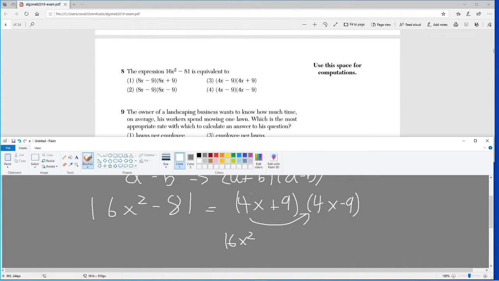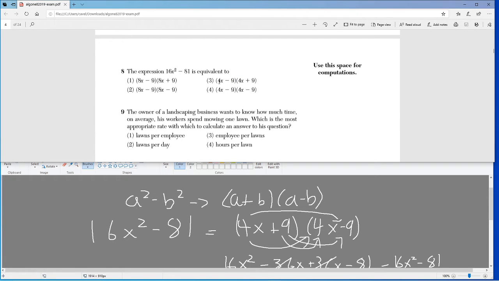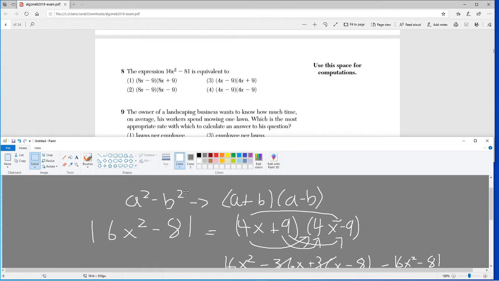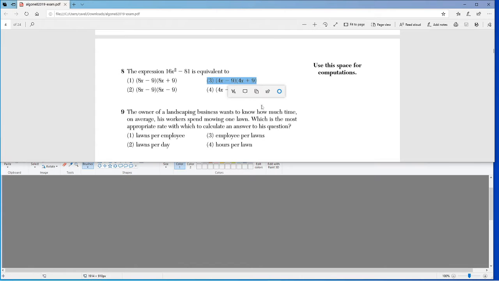You can check this by FOILing, okay? This is 16x squared minus 36x plus 36x, minus 81. The middle stuff cancels out, and you're just left with 16x squared minus 81. So the answer is 4x plus 9 and 4x minus 9. Alright, so the answer to this problem is choice 3. Right there.